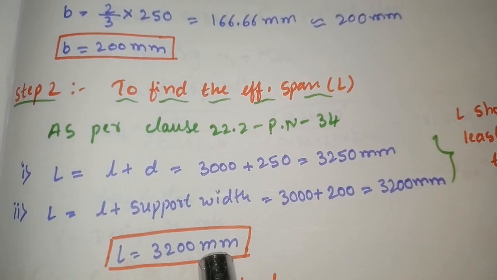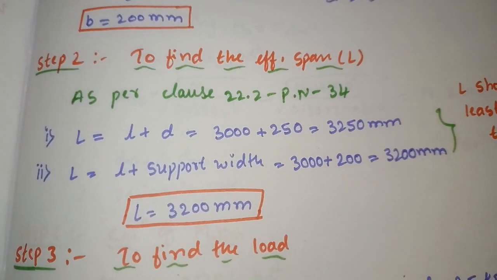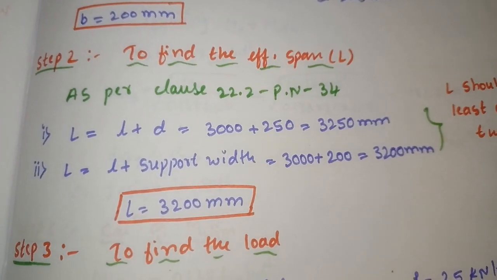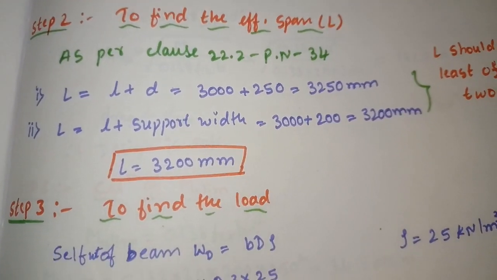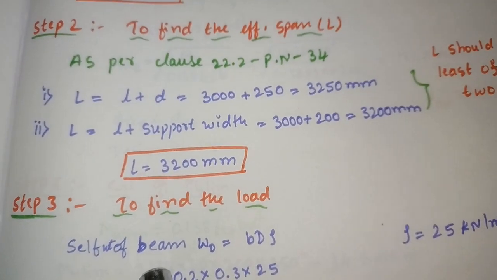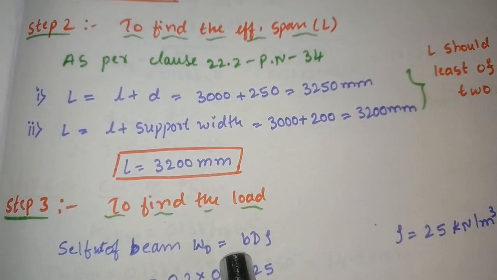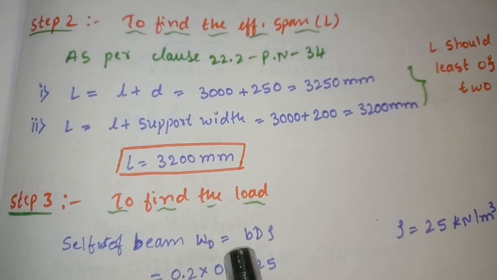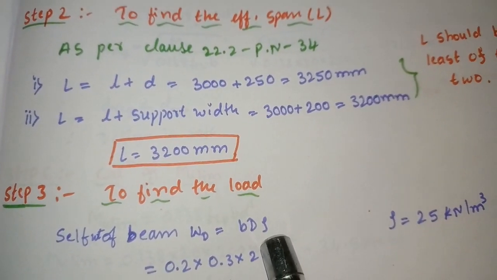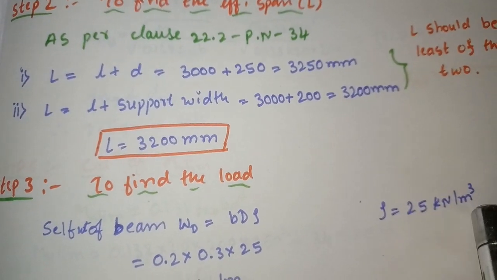And the next step, step 3, is to find out the load. For that we need to first calculate the self weight of the beam. Self weight of the beam is nothing but our dead load. It is denoted as WD. For that we have the formula B into D into rho. Rho is nothing but the density of the RCC, that is constant. The value is 25 kN per meter cube.